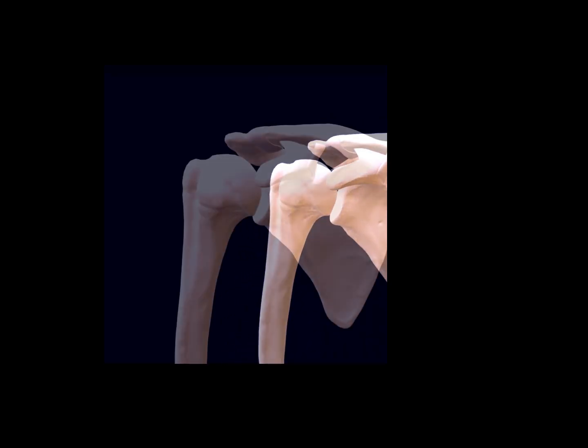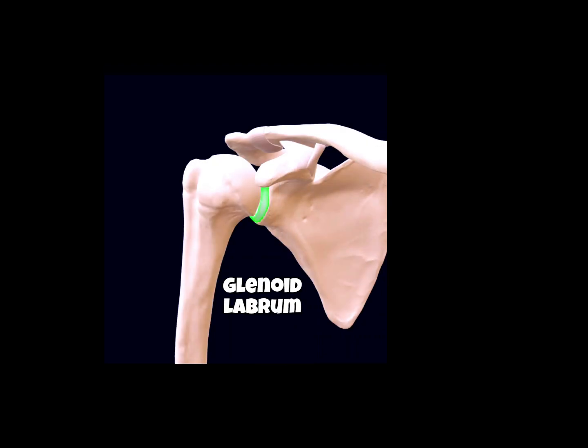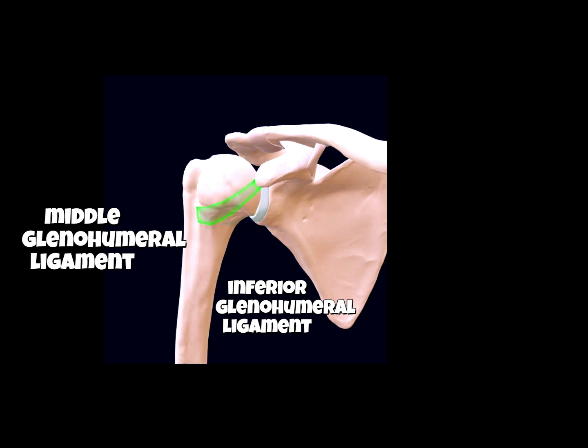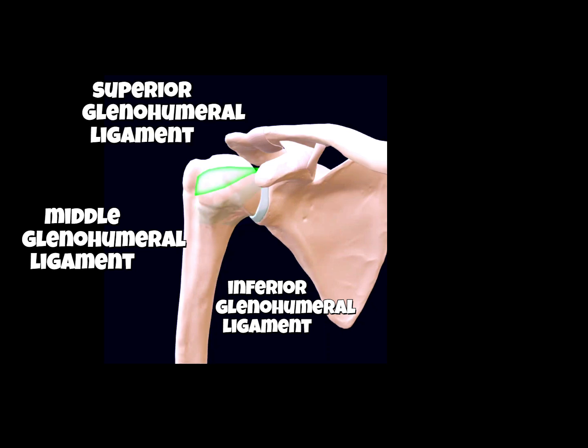The shallow glenoid cavity is deepened by a fibrocartilaginous rim called the glenoid labrum. The joint capsule is thin and loose, particularly inferiorly, to accommodate abduction. Now, this is reinforced by several ligaments: the inferior glenohumeral ligament, middle glenohumeral ligament, and the superior glenohumeral ligaments.